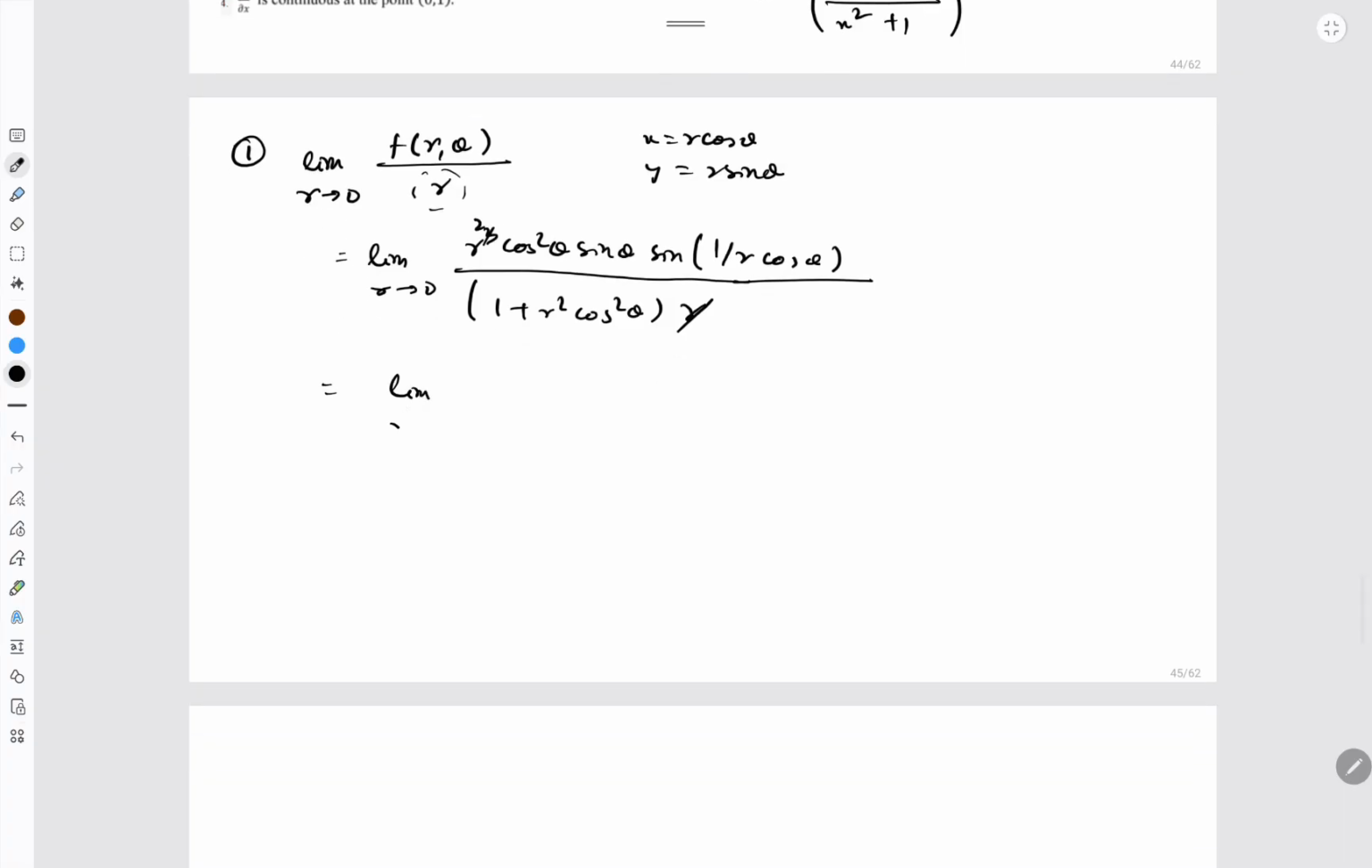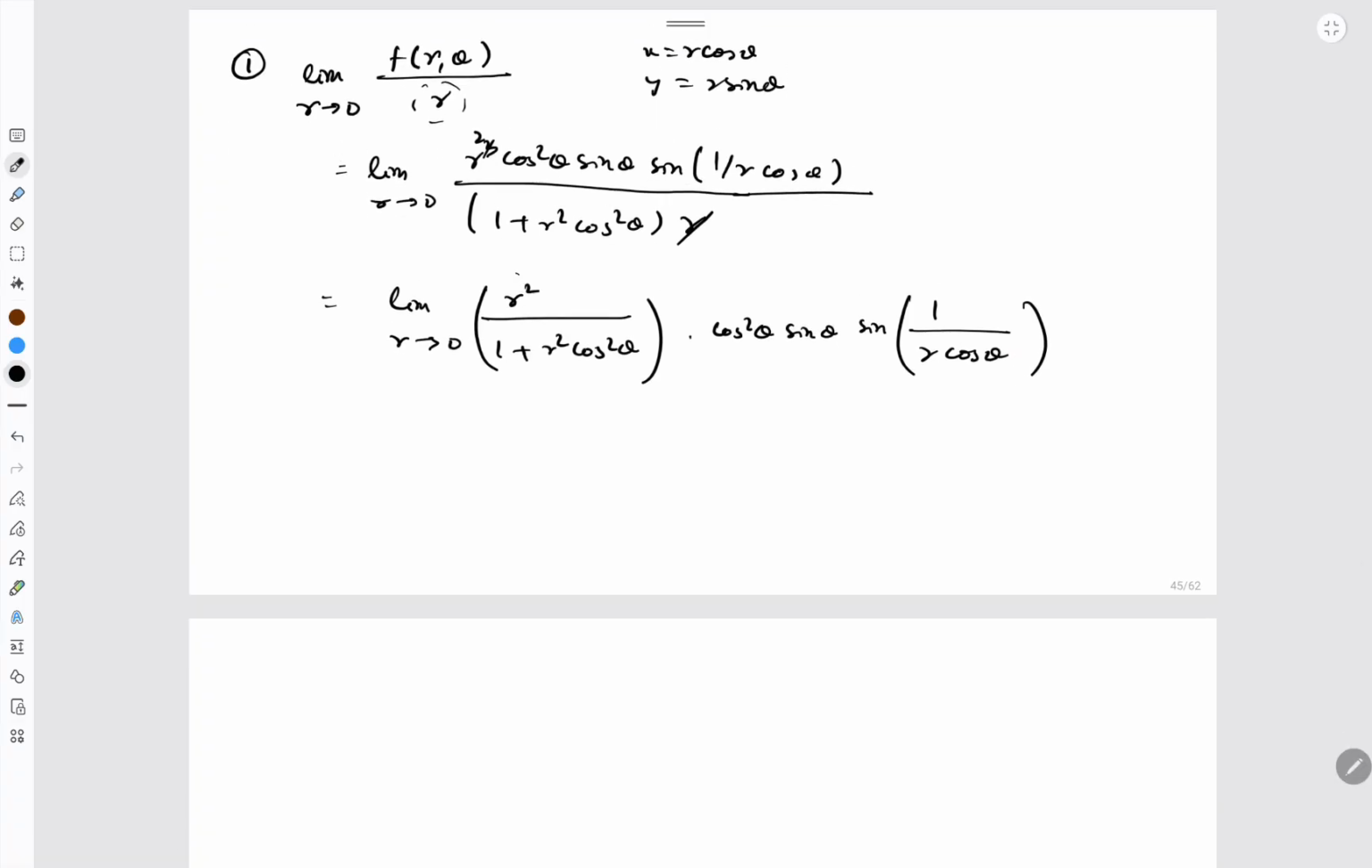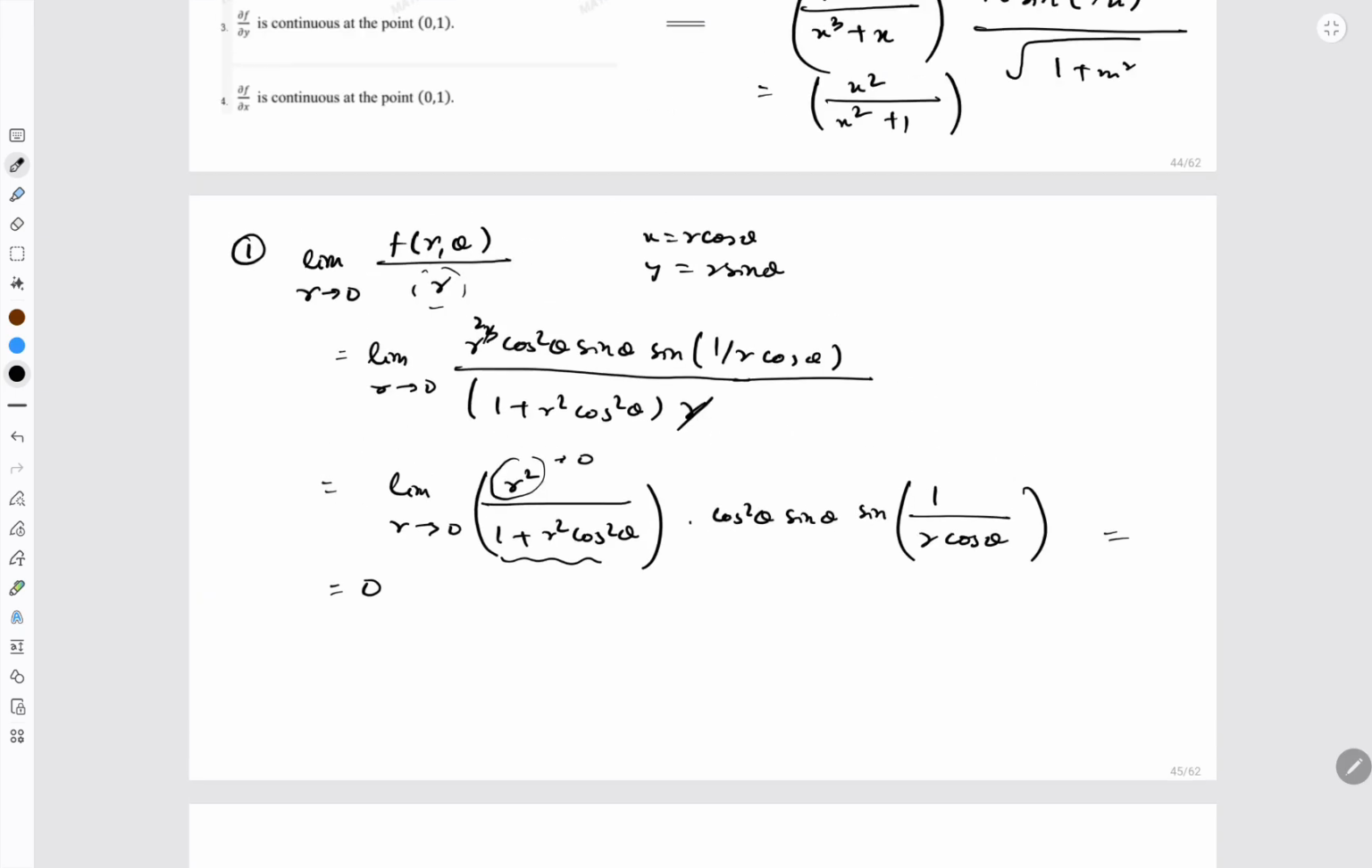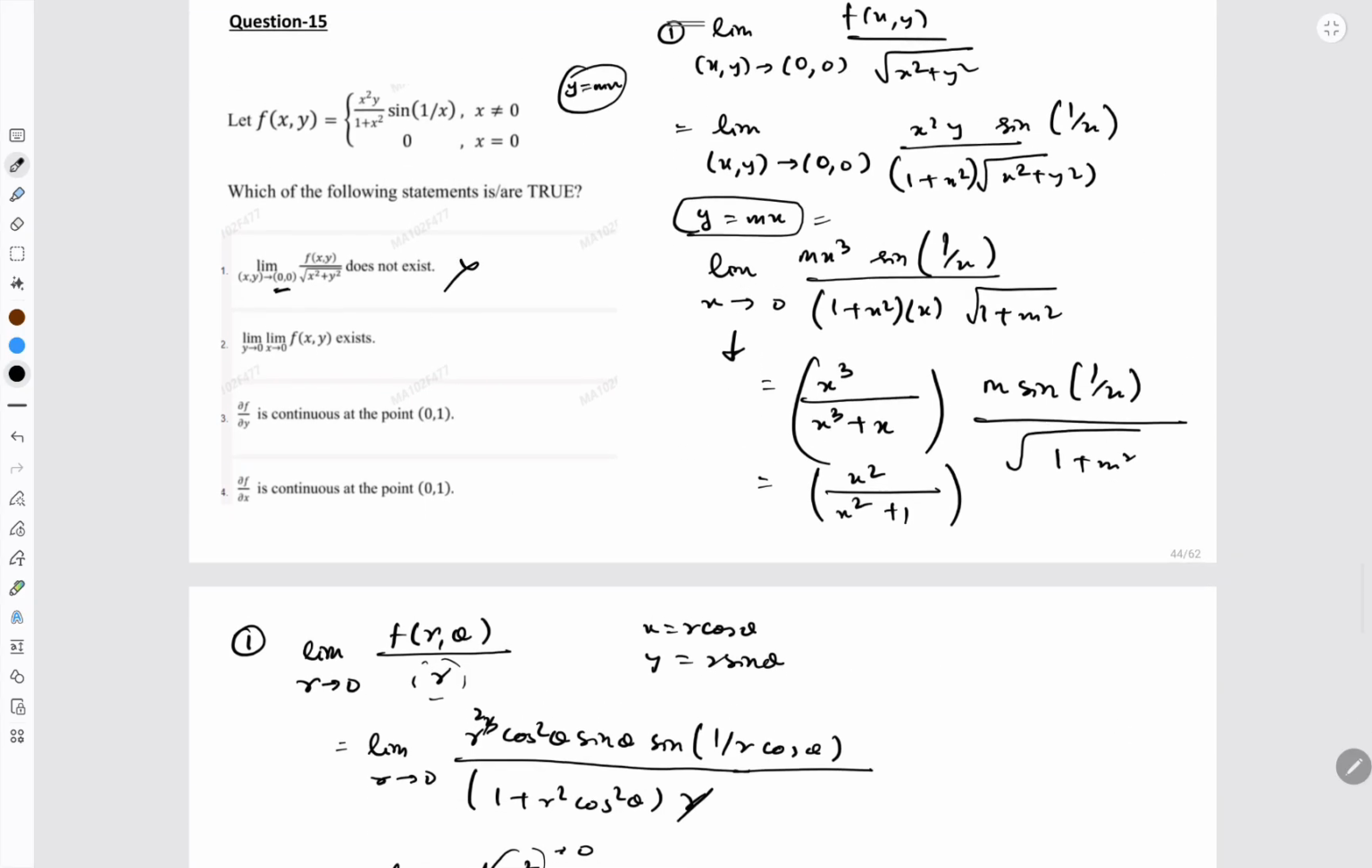So limit r tends to 0, r square by 1 plus r square cos square theta into cos square theta sine 1 by r cos theta. If r is tending to 0, this thing is tending to 0 and this thing is tending to 1. So 0 by 1 is 0, so this thing is tending to 0. No matter what, this is a bounded function, and a bounded function multiplied by 0 is basically 0. So basically the limit is existing. So this option is wrong.